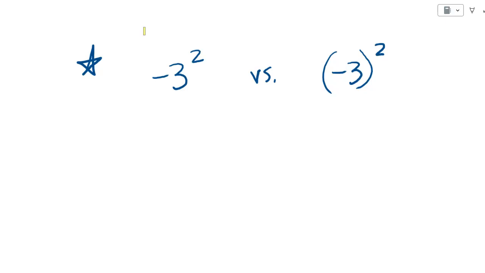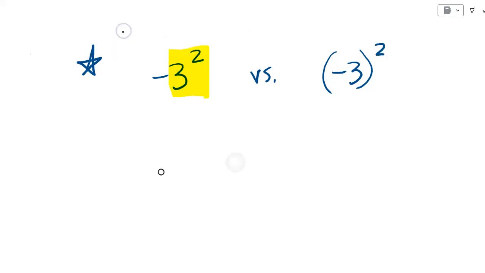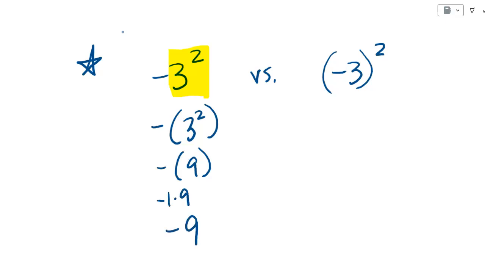Okay, the order of operations dictates you do parentheses, there's none, or grouping symbols, there's none, and then exponents. So this power of 2 is only attached to the 3. 3 is the base, so essentially what you're saying is negative, and then whatever 3 squared is. You perform the 3 squared, and then make it negative, negate it, change the sign. Essentially, you're multiplying it by -1. That's all it means. So you get -9.